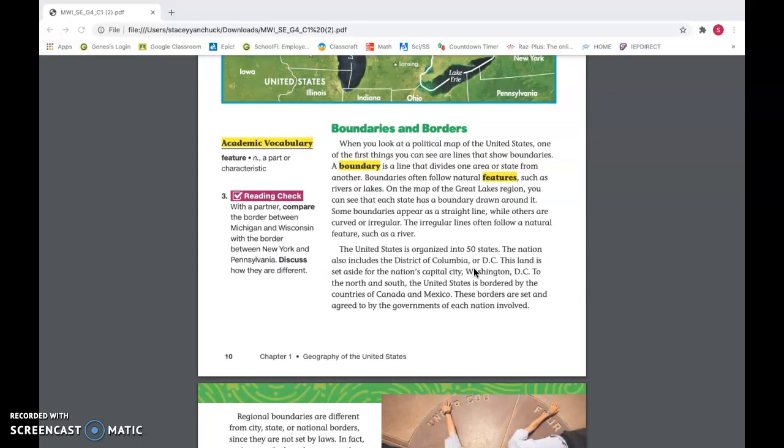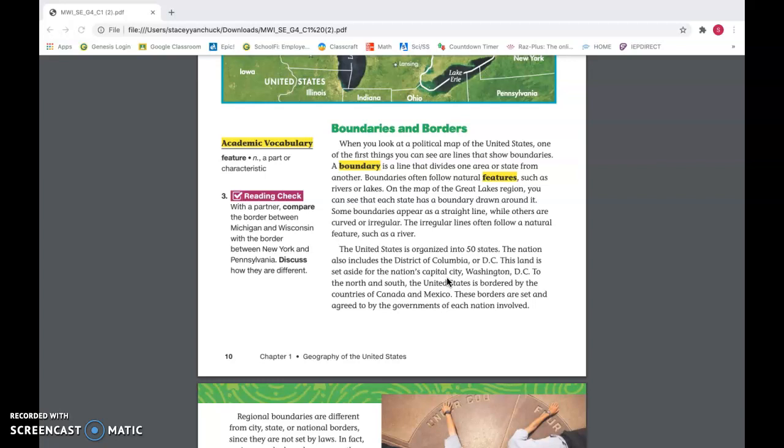Boundaries and borders. When you look at a political map of the United States, one of the first things you see are lines that show boundaries. A boundary is a line that divides one area or state from another. Boundaries often follow natural features such as rivers or lakes. On the map of the Great Lakes region, you can see that each state has a boundary drawn around it. Some boundaries appear as a straight line, while others are curved or irregular. The irregular lines follow a natural feature such as a river.